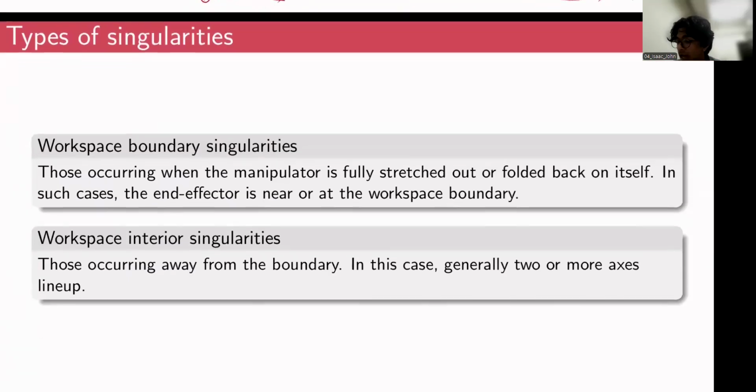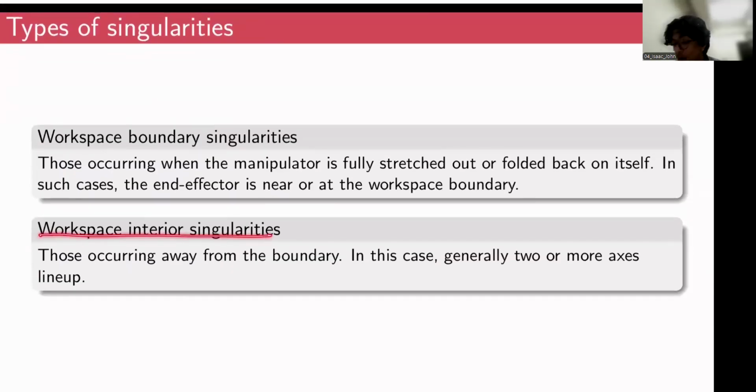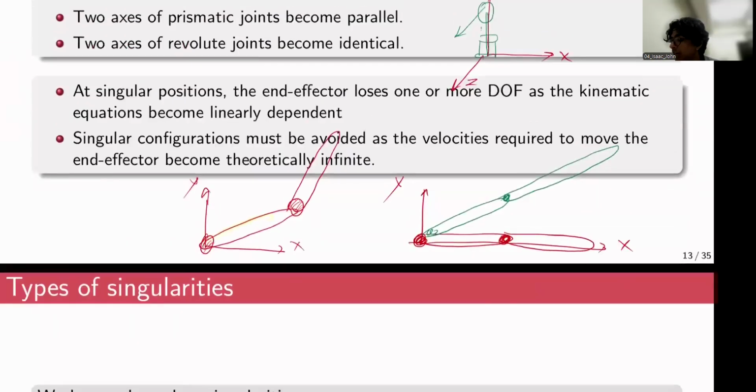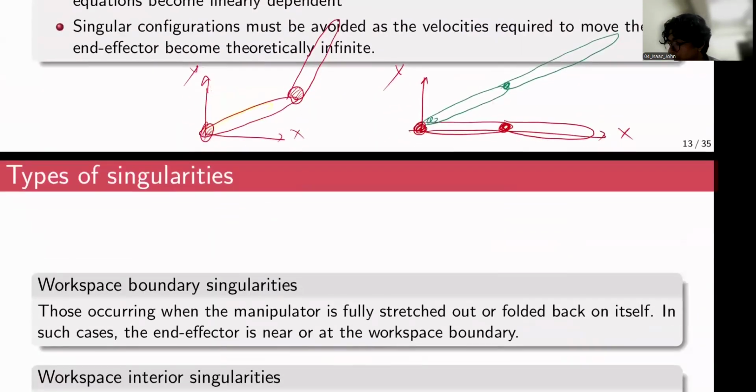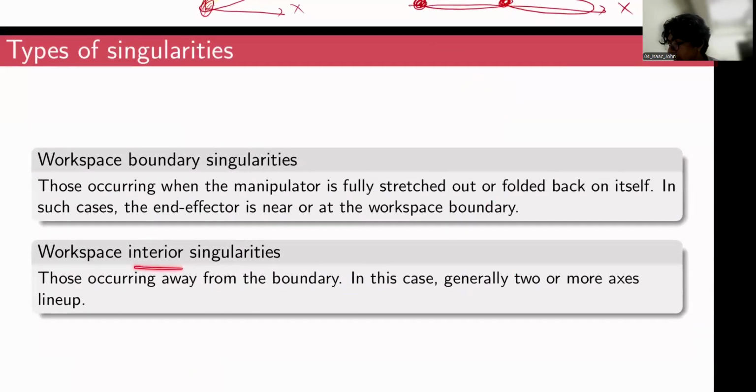And the other kind of singularity is the workspace interior singularities. These occur away from the boundary. In this case, generally 2 or more axes line up. So the case where we have discussed here, when 2 prismatic joints become parallel, or when 2 revolute joints become coincident, when 2 revolute joints basically lie along a straight line, such sort of configuration would lead to a workspace interior singularity, right? They occur inside the working envelope.